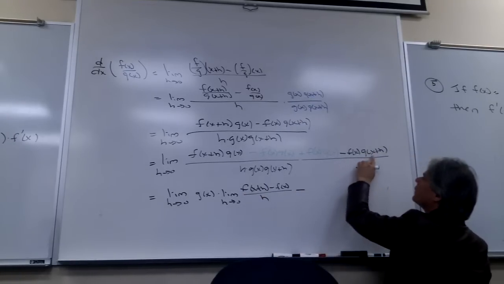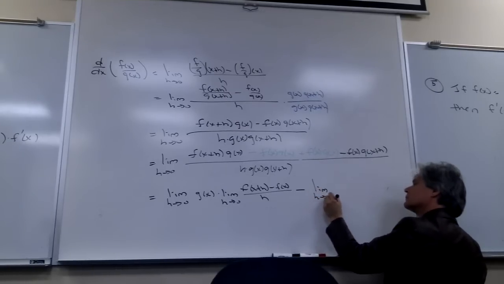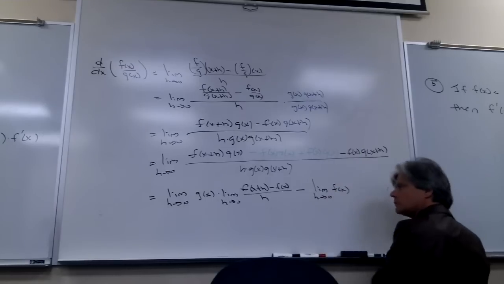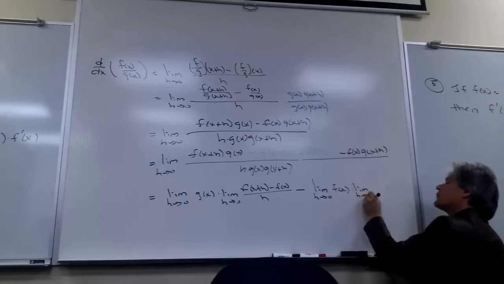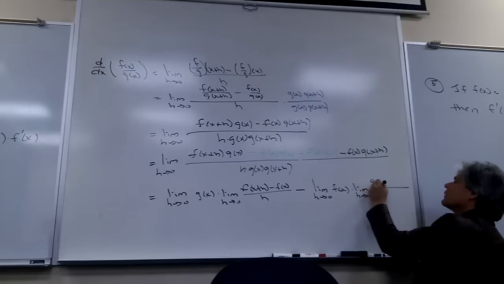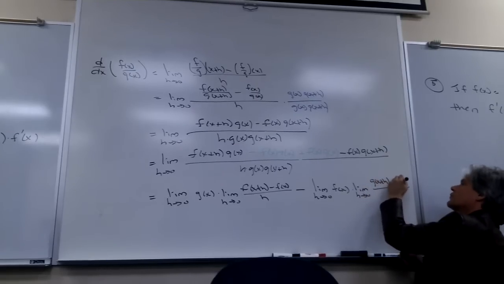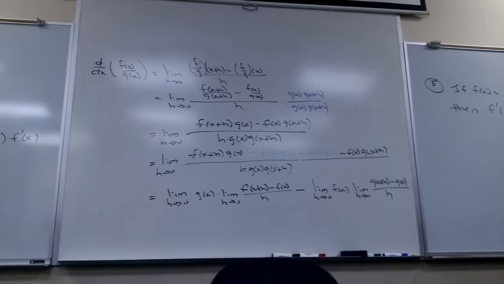Minus, this time around I'm going to pull out an f of x. Take this limit, times the limit of what is left over as h goes to 0, but that's just going to be g of x plus h minus g of x all over h. You guys, this is important. I want you to analyze what I have on the board, because I think from the previous line there's something missing. What is it?